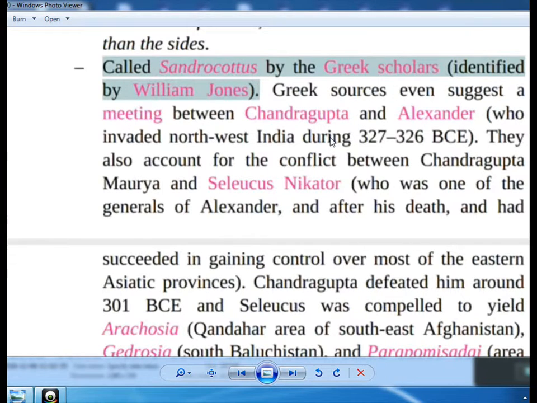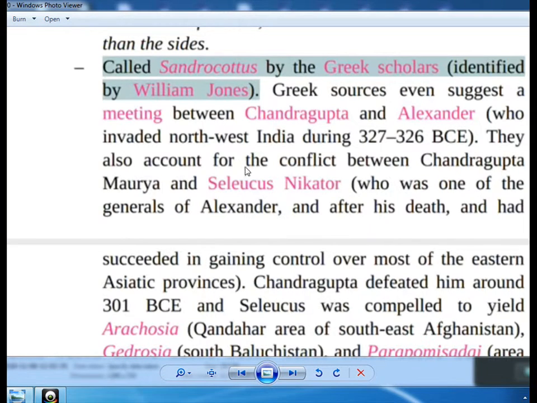Greek sources even suggested a meeting between Chandragupta and Alexander, who invaded northwest India during 327 to 326 BCE. So Alexander came to this region.